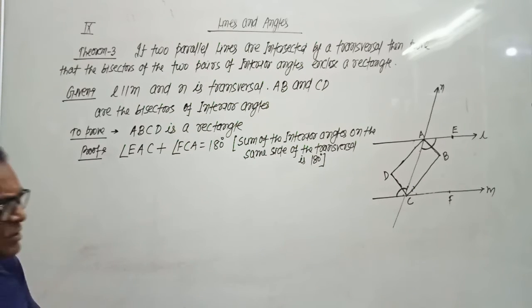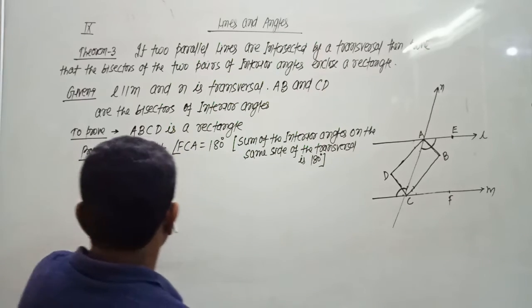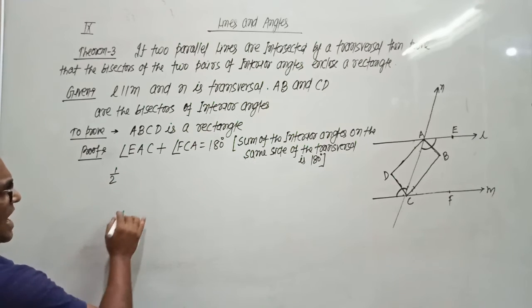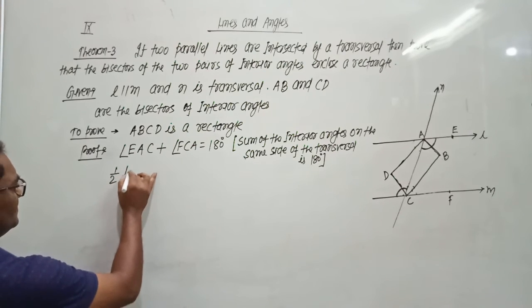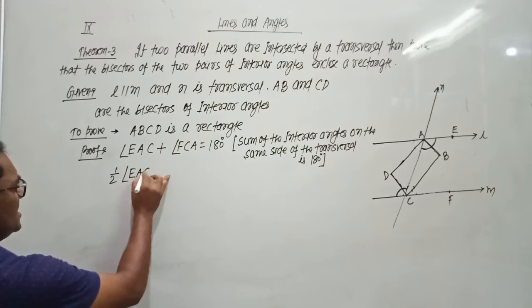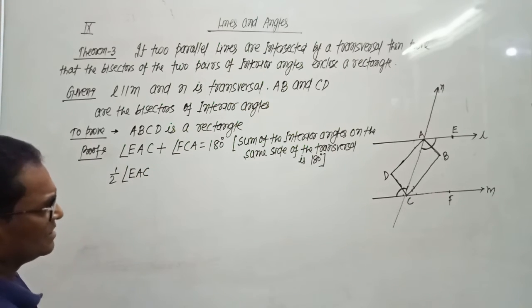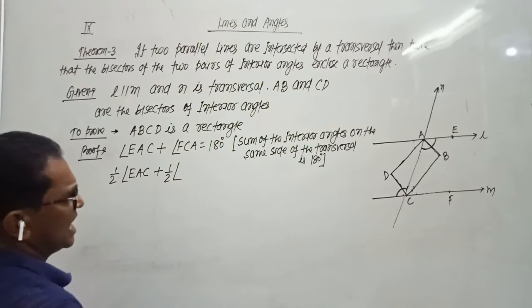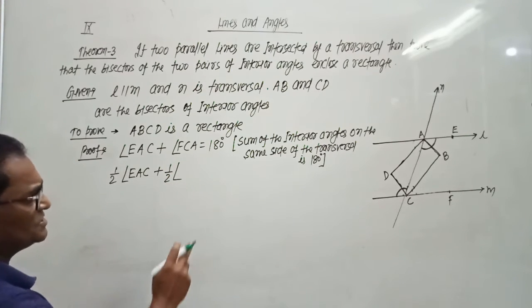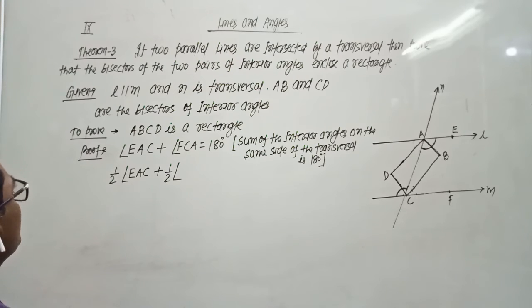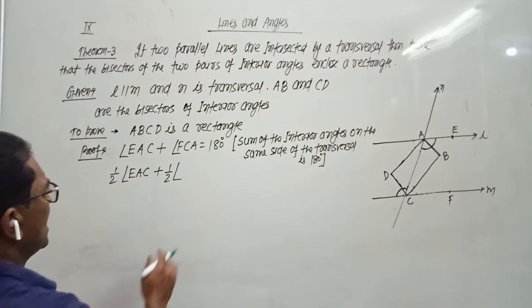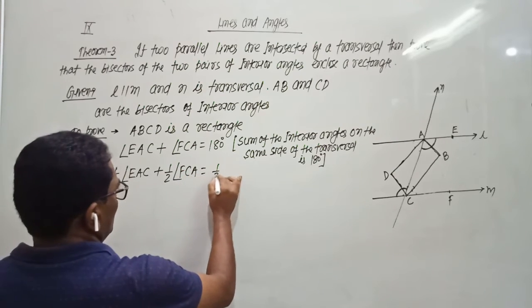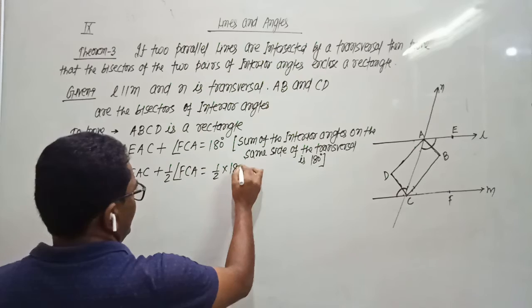Now multiply both sides by 1 by 2. So 1 by 2 angle EAC plus 1 by 2 angle FCA equals 1 by 2 into 180 degrees.